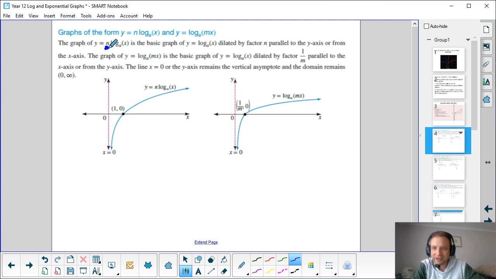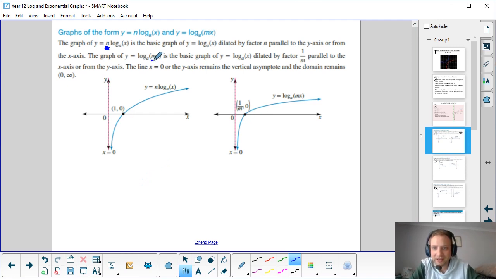So if there is a number at the front, like we've got n here, so it could be a number 2, 3, or 4, or -5 or something, that is an up and down dilation, and whatever number is there, that is the factor it's been dilated by. So if there's a 2 there, it's been dilated up and down, parallel to the y-axis, or from the axis by a factor of 2.